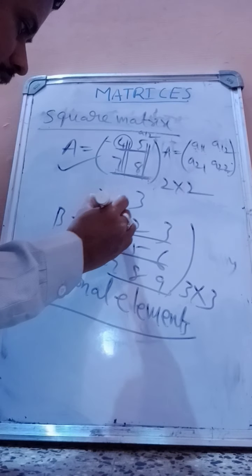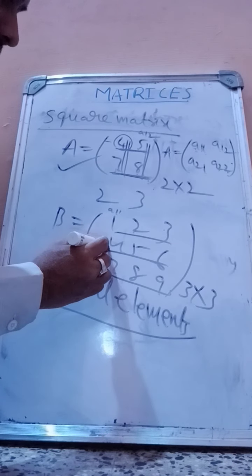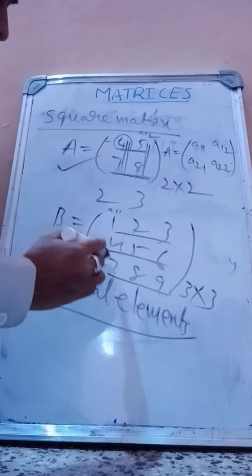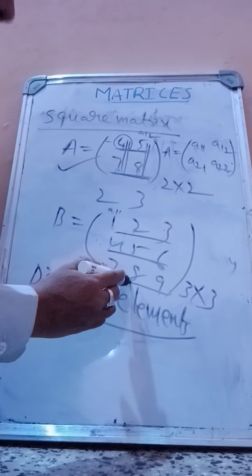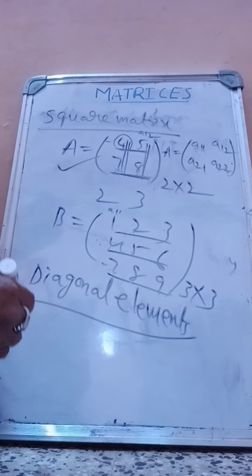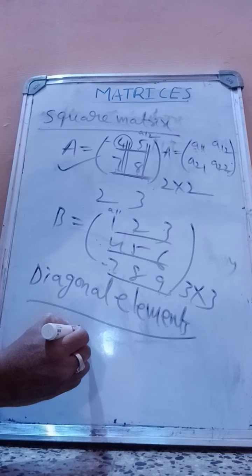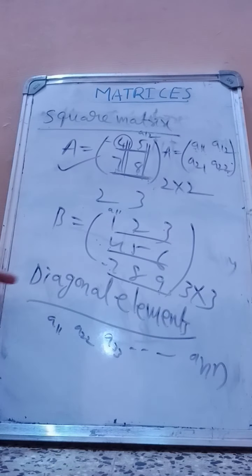This is A11, this is A12, this is A13. A21, second row, first column, A22, A23. A31, third row, first column. A32, third row, second column. A33, third row, third column. What is the use of this? Diagonal elements: in any square matrix, the elements A11, A22, A33 and so on, up to Ann, are called the diagonal elements of this square matrix.